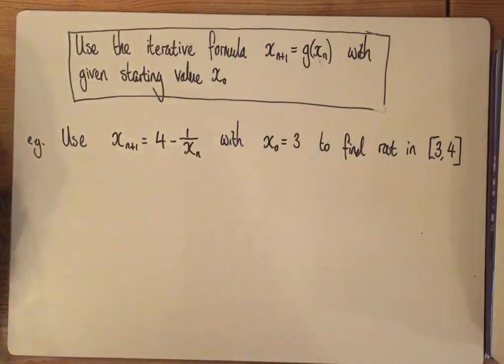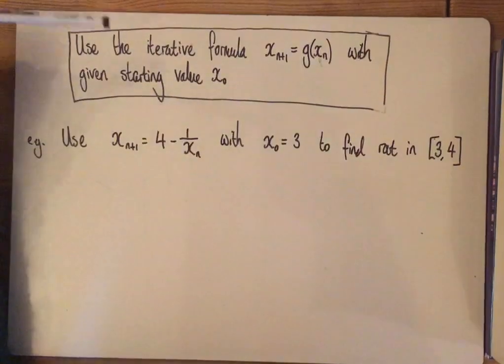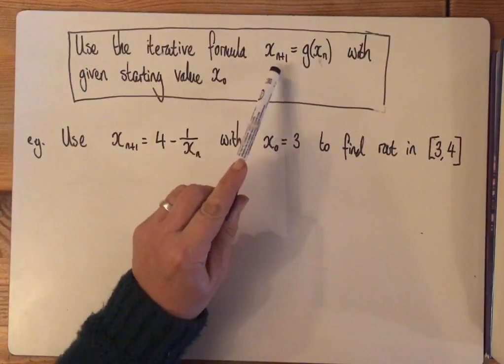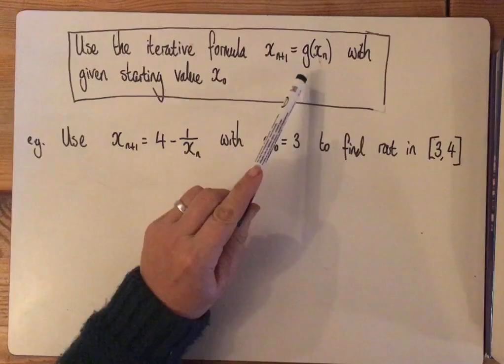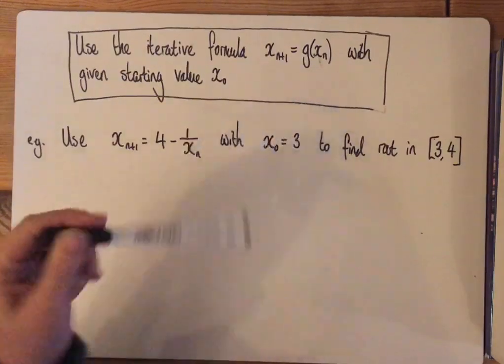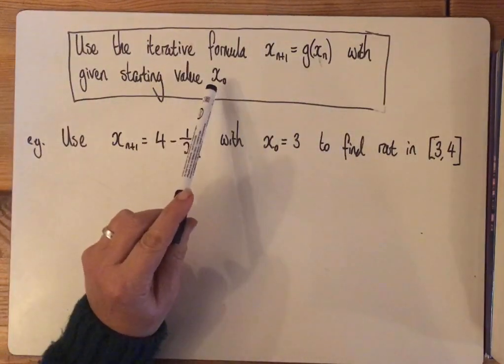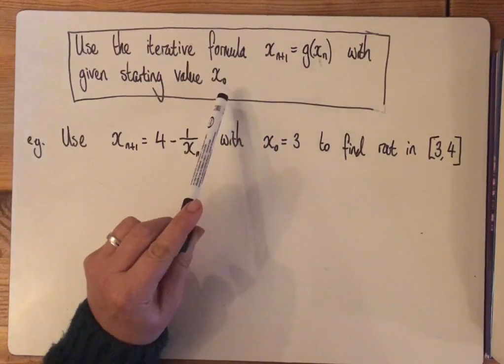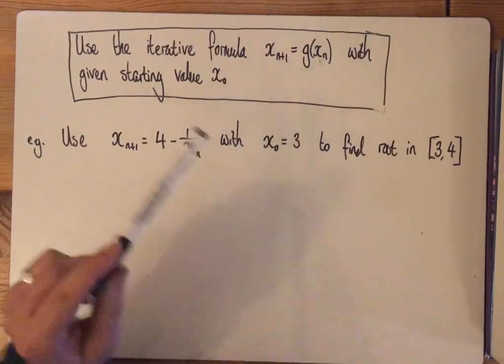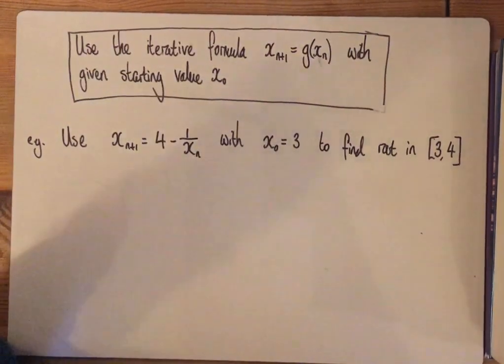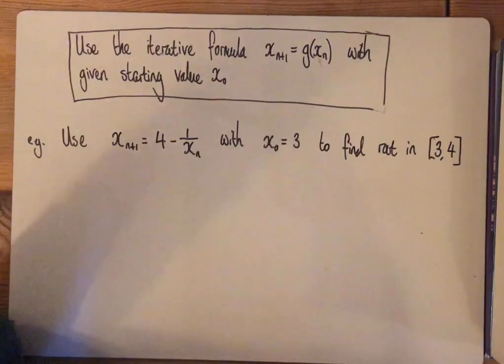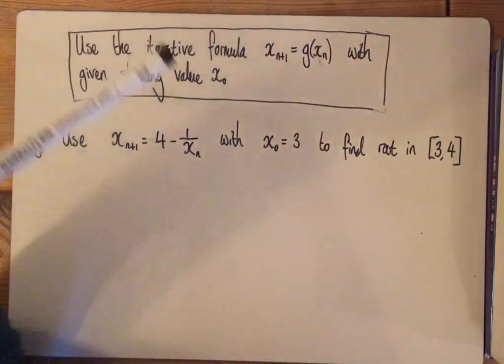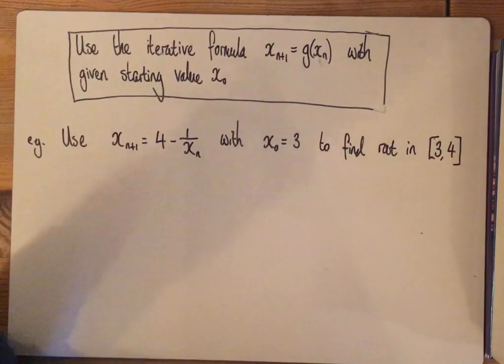The fixed point iteration method uses the iterative formula x_(n+1) = g(x_n) with a given starting value of x_0. Sometimes it's x_1, but generally it should be 0. An iterative formula is where you get a value that comes out, and then you put that value back in, and you get a new value out, and then you put that one back in, and so you just loop around.